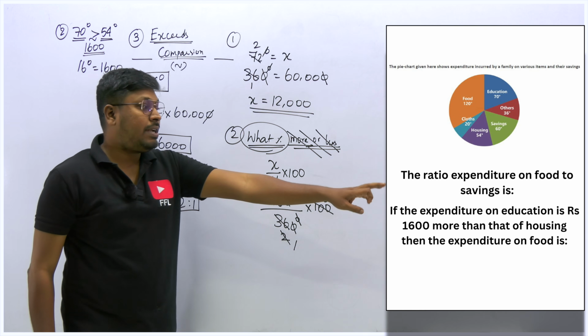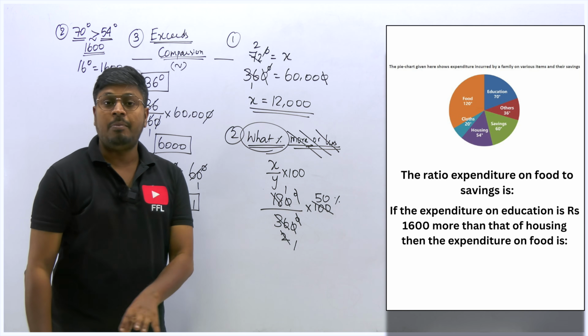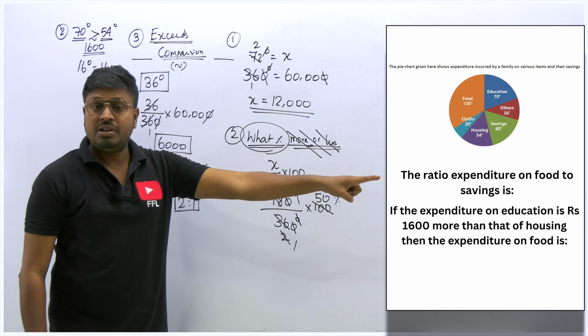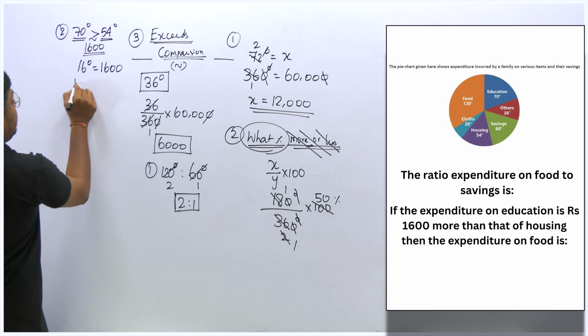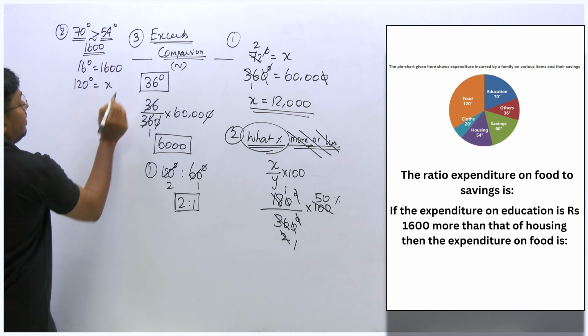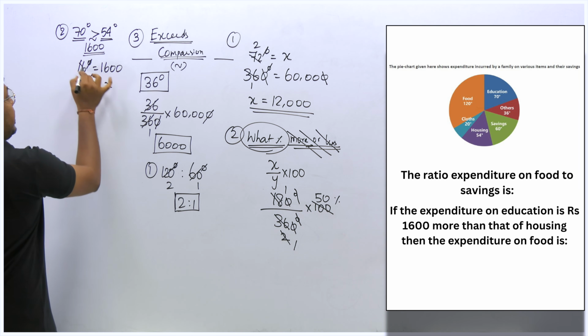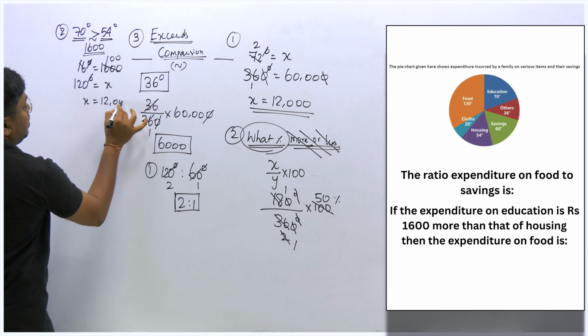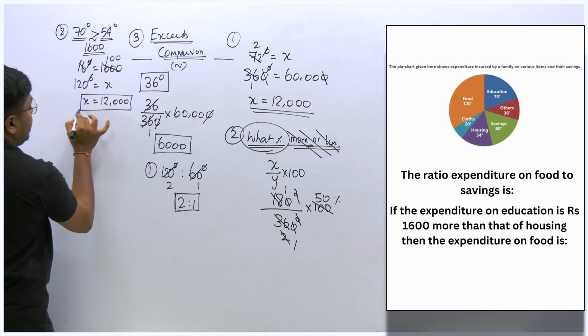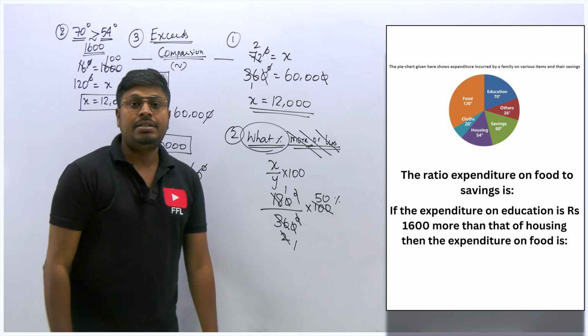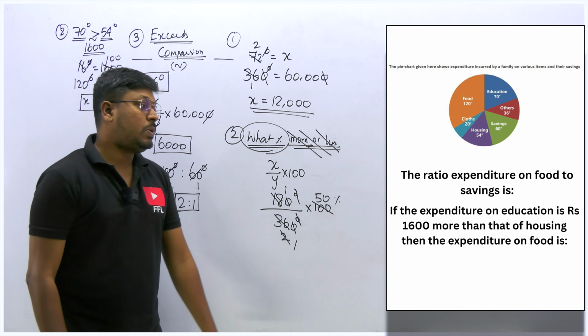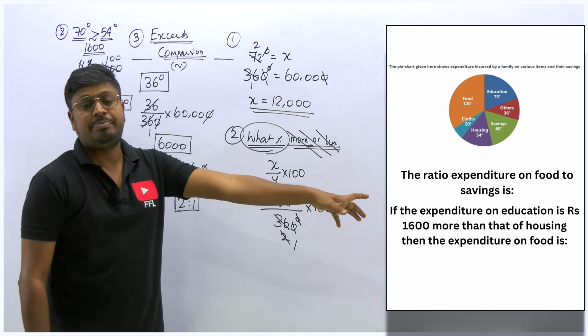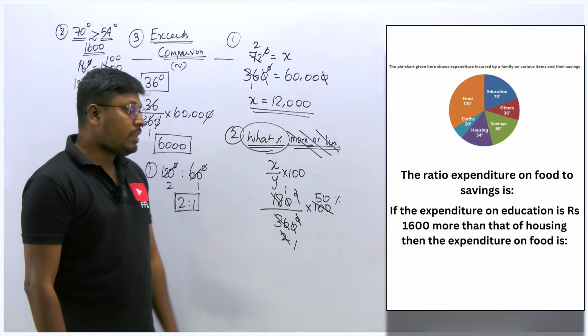And what is the target? Our target is to find the amount that is spent on food. So food is how much? 120 degree. So 120 degree is equal to x. So we can cancel degree, we can cancel the 100 times. So x is equal to 12,000. So finally the answer for this question is 12,000. That is the total amount that is spent on the food, right?